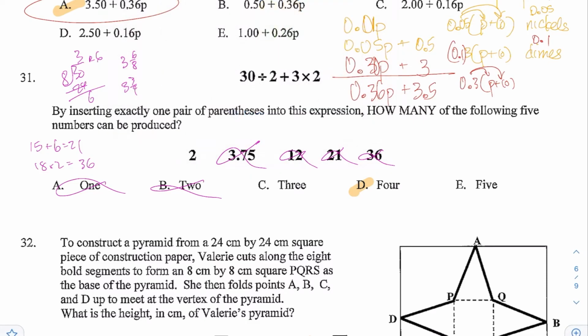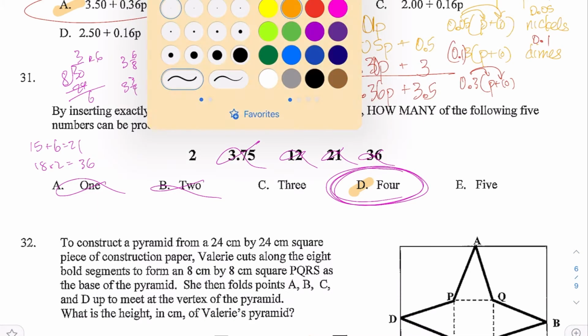And then, so you're done with the 2's. Now, when you try to put this here, you get 30 divided by 2, which is 15, plus the 6 again. This you just get back 21. And you're done with the parentheses. You can't put parentheses anywhere else. So you only get 4 out of these 5 numbers, and that's choice D.